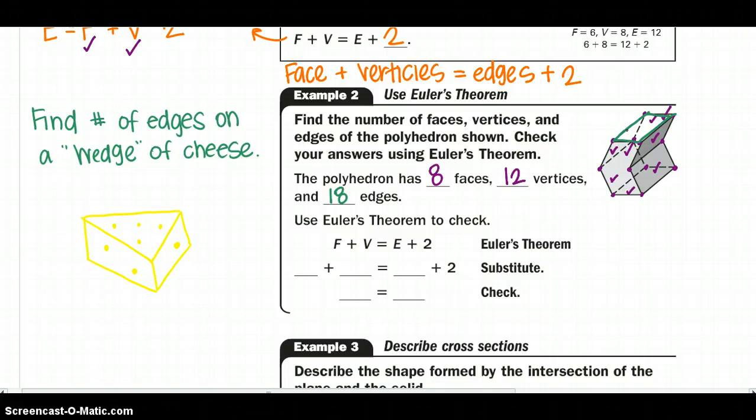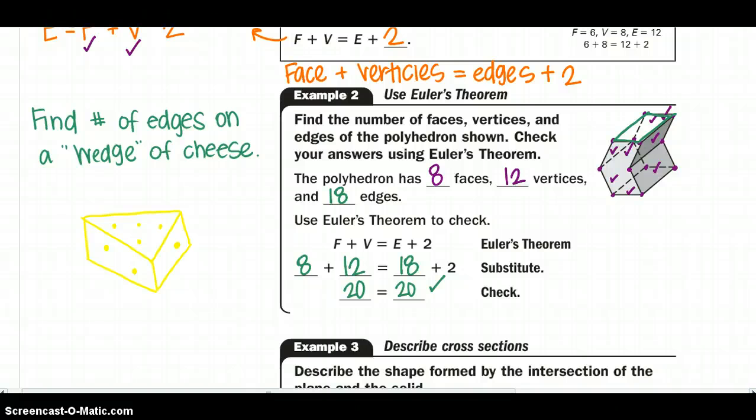So let's check Euler's theorem. So the number of faces is 8, plus the number of vertices is 12, which makes 20. Does that equal 18 edges plus 2? It absolutely does.